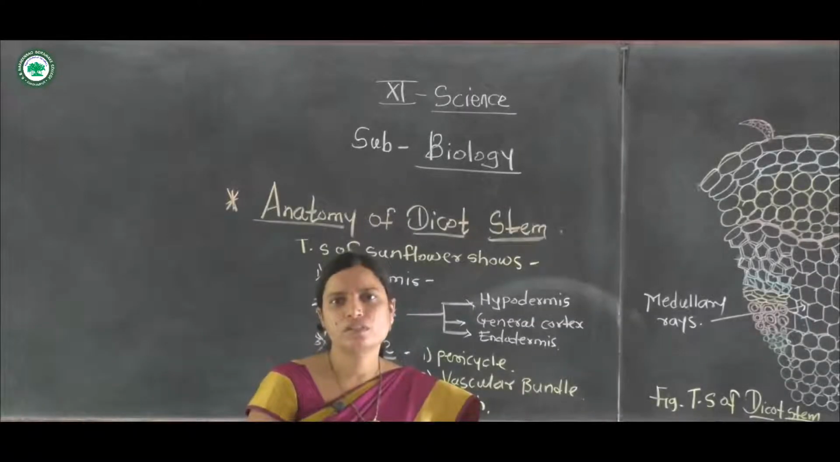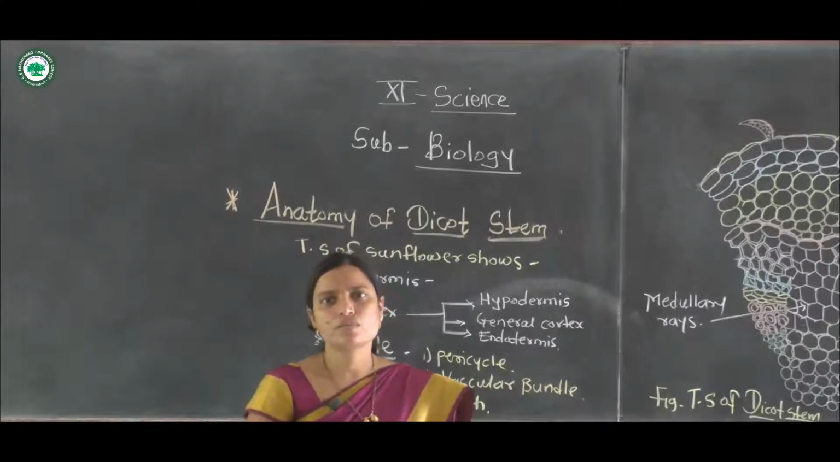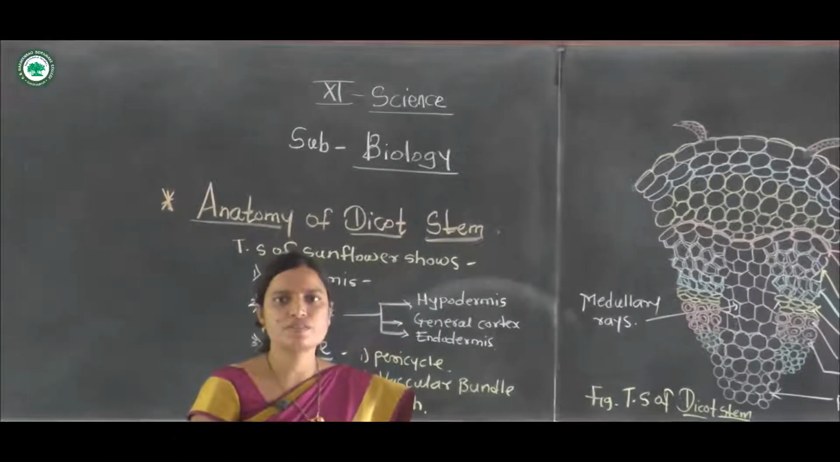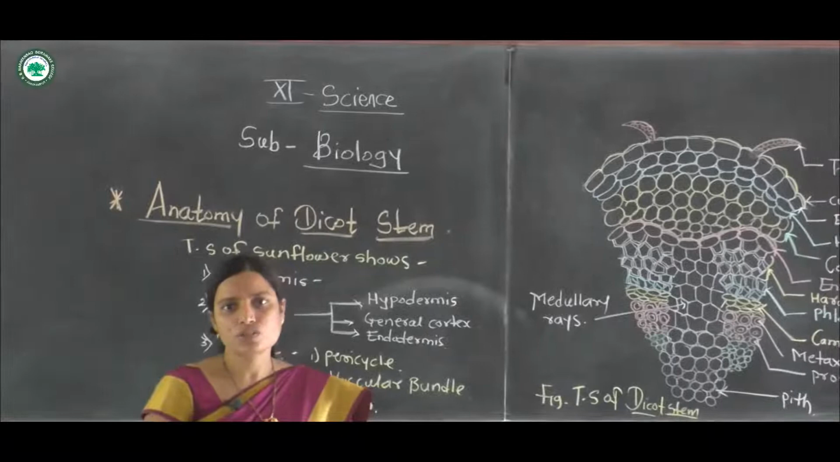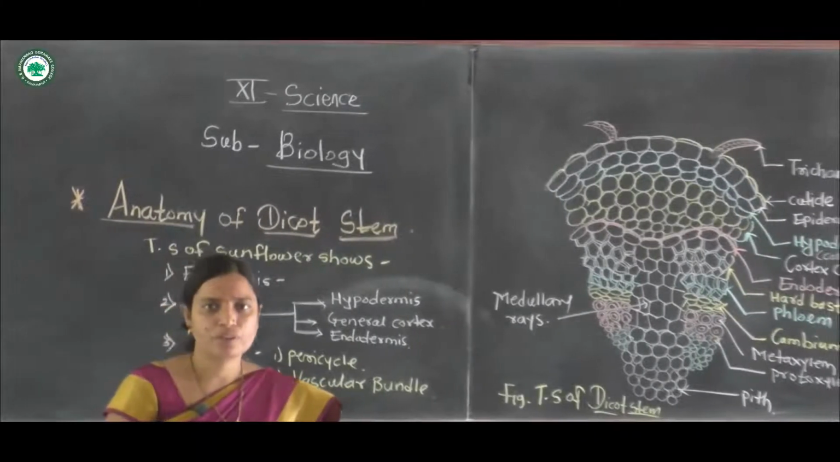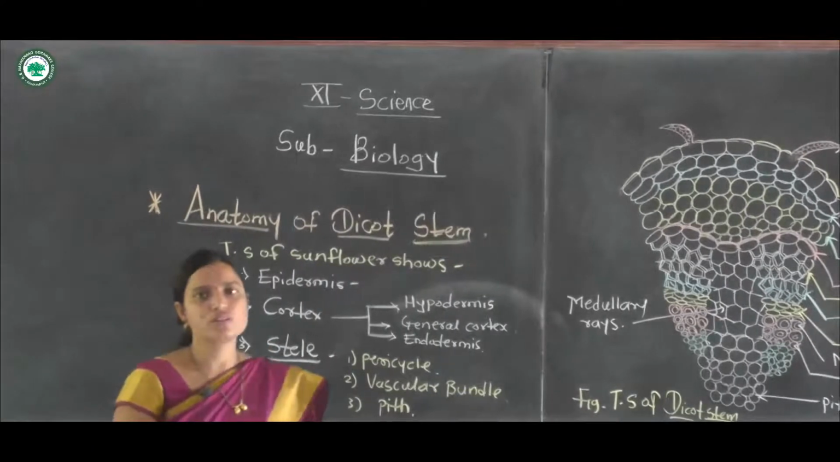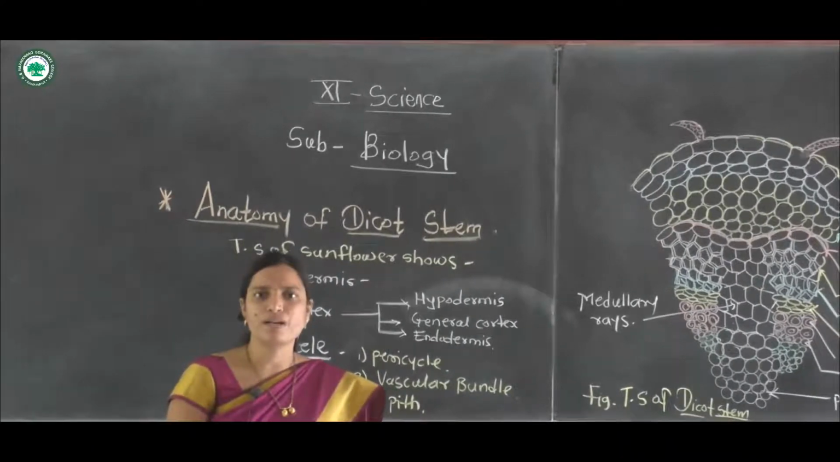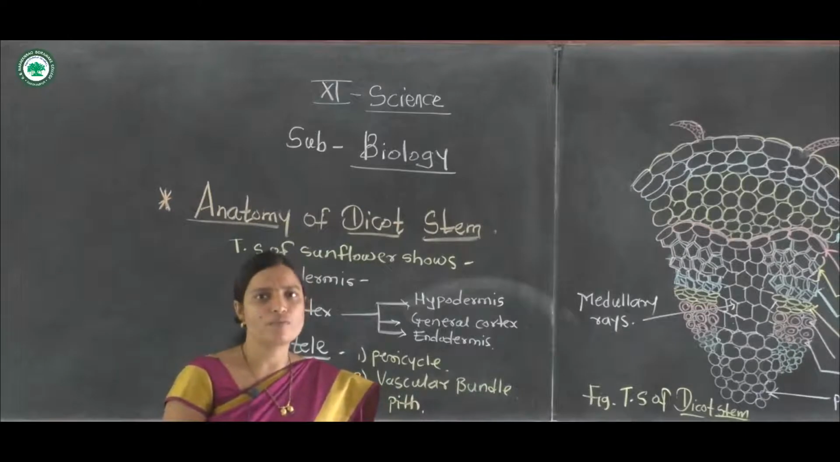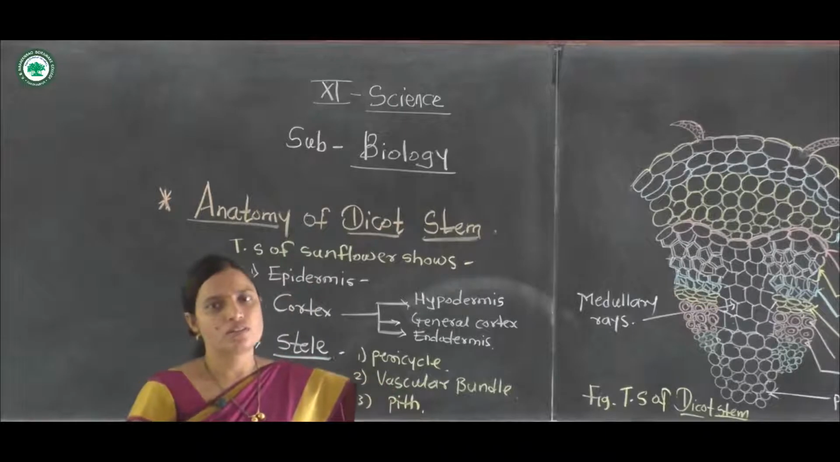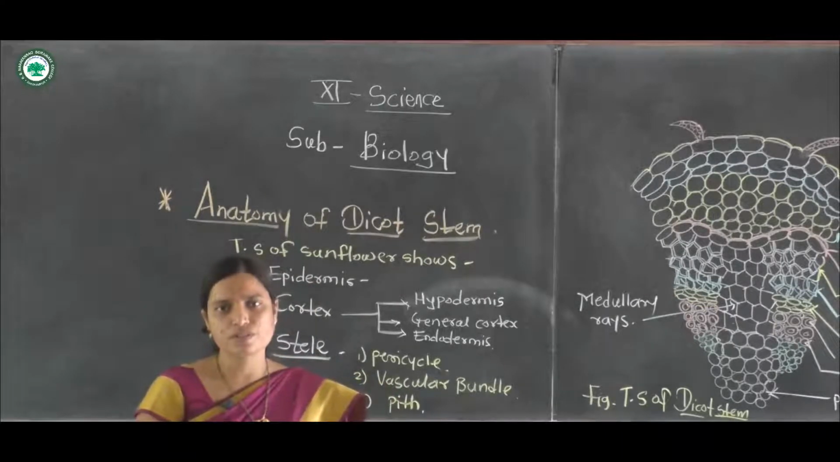Hello friends, in this video we will discuss the anatomy of Dicot stem. The anatomy of Dicot stem is the study of the transverse section, or internal structure, of a Dicot stem. This is a transverse section of a sunflower stem, a Dicot plant, showing the different layers.